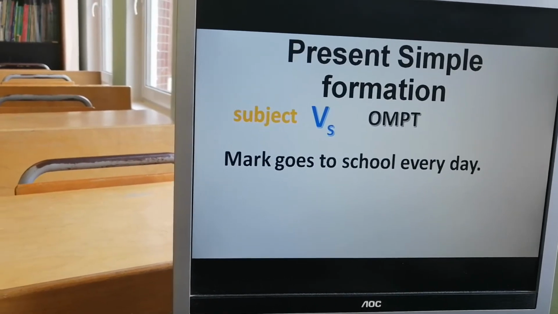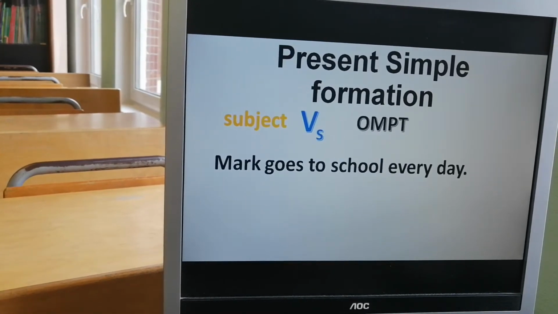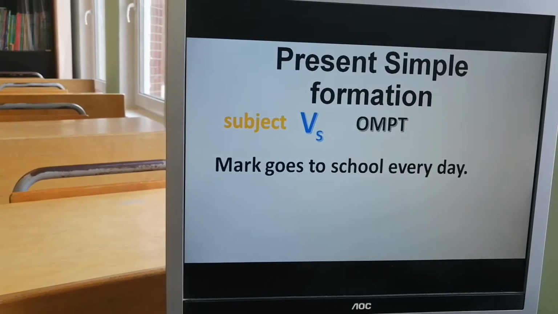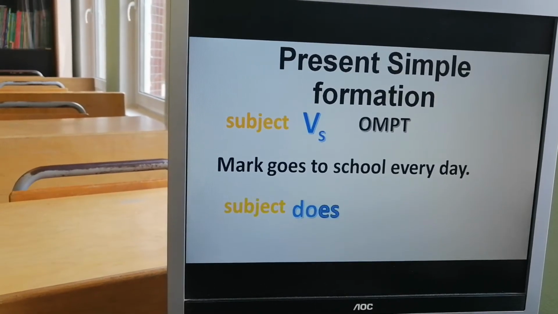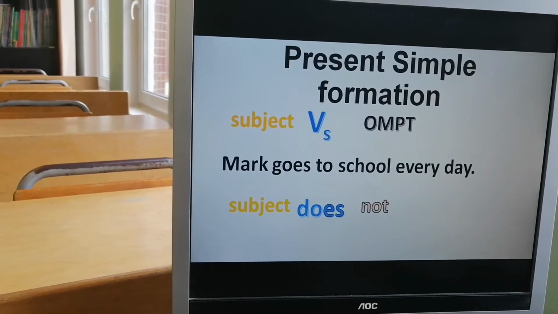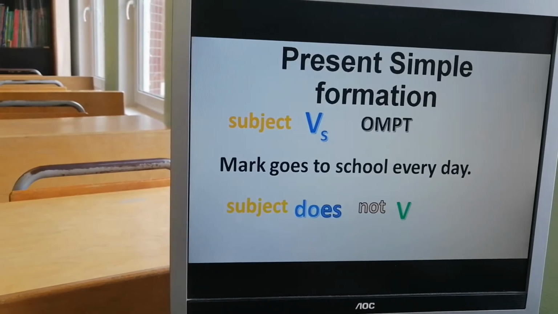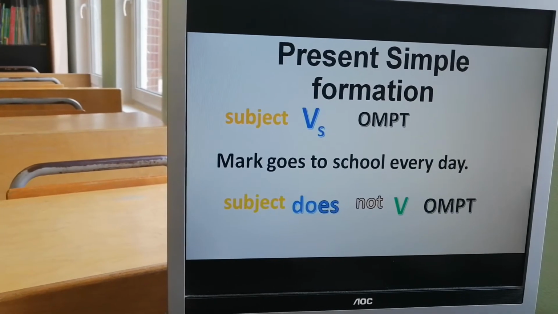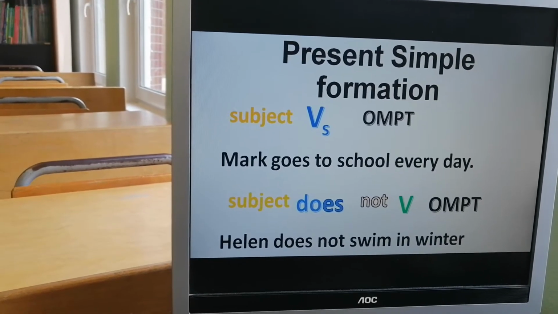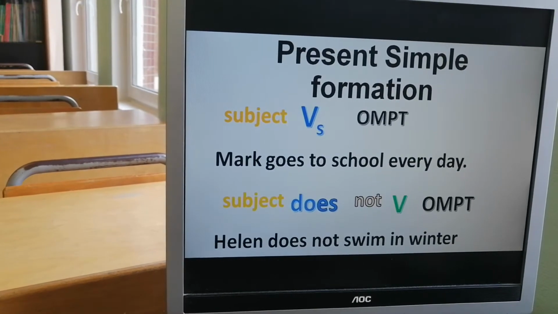But with questions and negatives, we use auxiliary verbs, do and does. So we start with the subject, then it is do or does, then not, and the main verb without the s ending. So it would be like, Helen does not swim in winter. My friends don't help me with my homework.